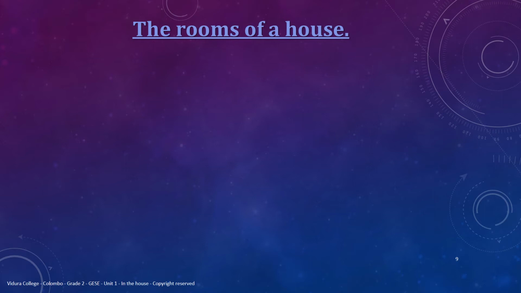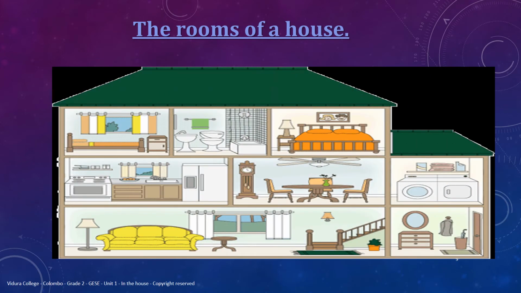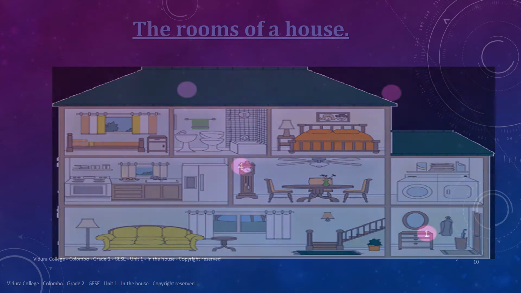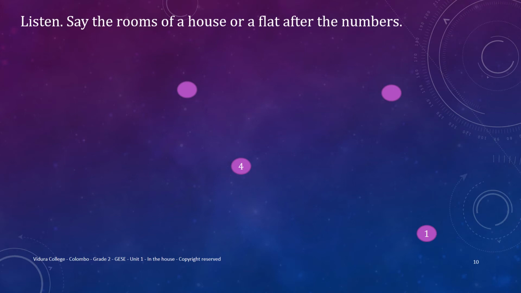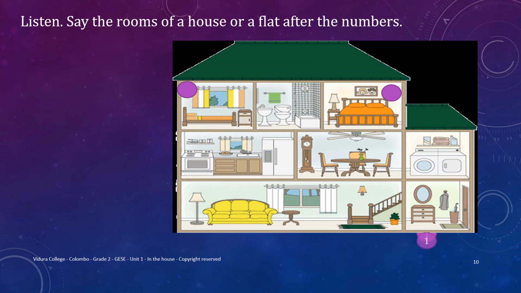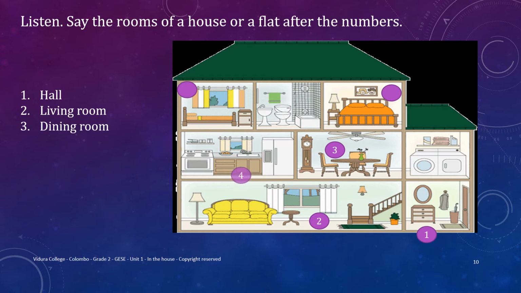Now we are moving to the rooms of a house. This is a picture of a house and the rooms in it. Listen, say the rooms of a house or a flat after the number. 1. Hall. Number 2 is living room. Number 3 is the dining room. Number 4 is the kitchen.